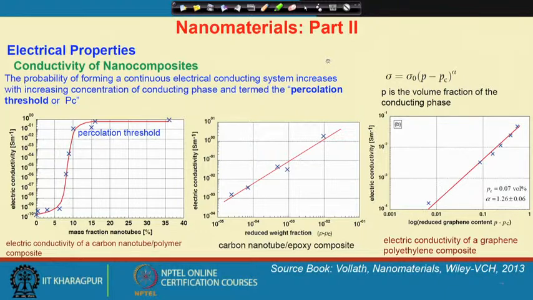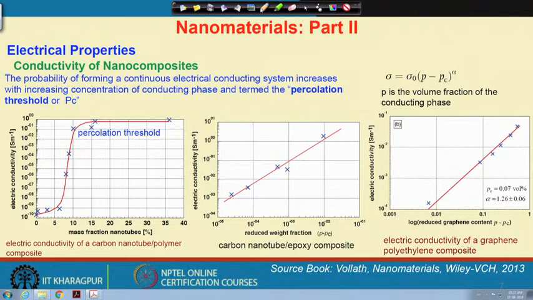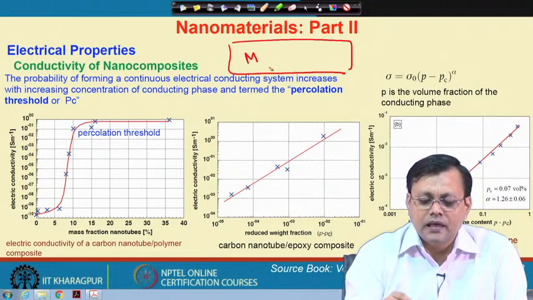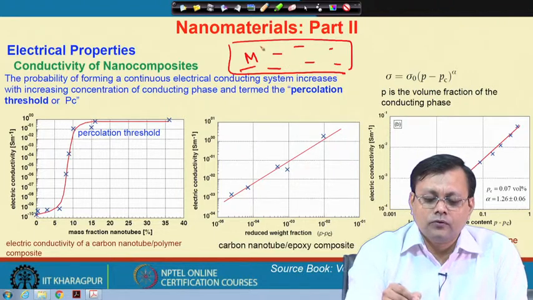Now, the third important discussion along these electrical properties is while making the nano composite, because we have a matrix and we want to improve or change or tune the conductivity of the matrix by incorporating some nanoparticle, whether it is possible or not. So, the probability of forming a continuous electrical conducting system increases with increasing the concentration of the conducting phase. Means I have a matrix and I am incorporating some nano wire or nanoparticle and so on, okay.